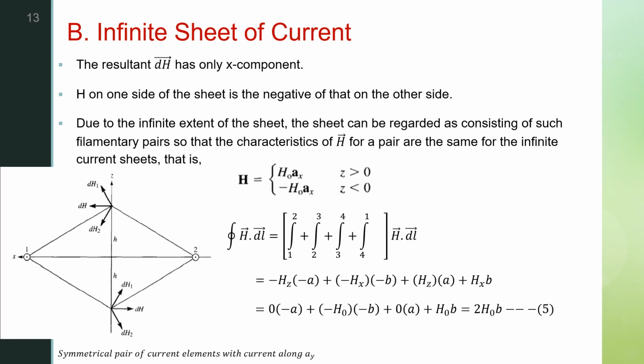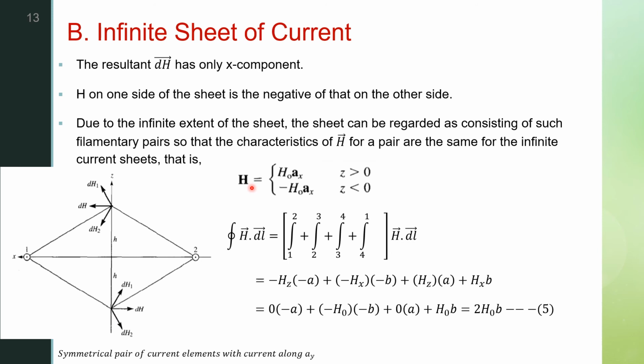By looking into this figure, it is clear the resultant dH has only x component, and H on one side of the sheet is the negative of that on the other side. Due to the infinite extent, the sheet can be regarded as consisting of such filamentary pairs, so that the characteristics of H for a pair are the same for the infinite current sheet. And from this figure, it's clear that it has only x component.